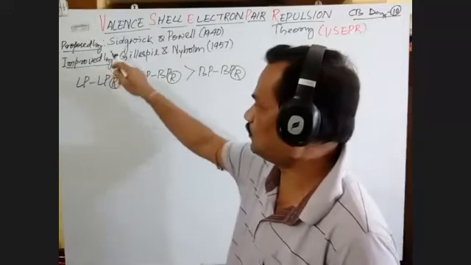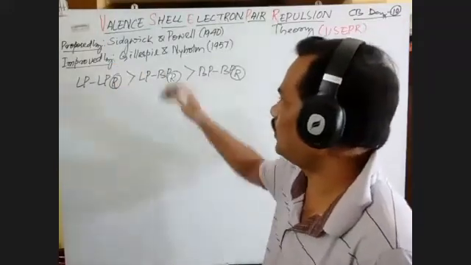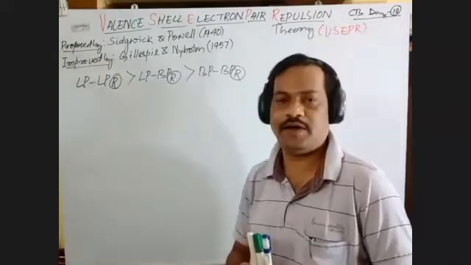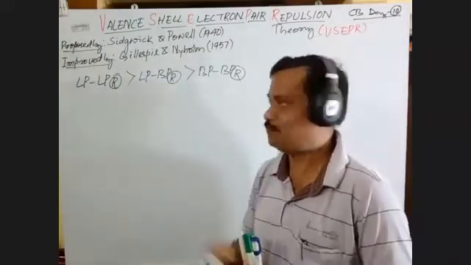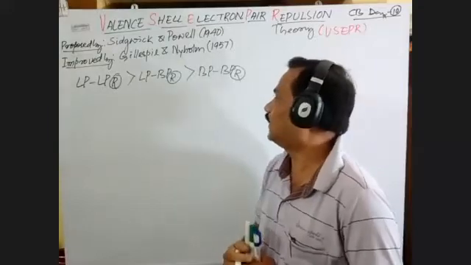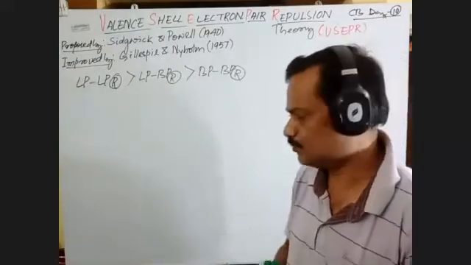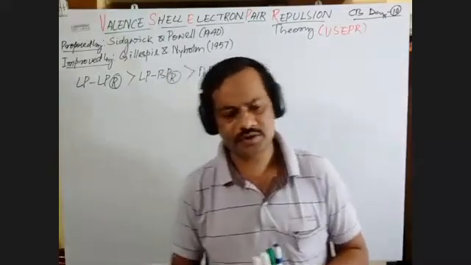We are going to discuss the valence shell electron pair repulsion theory, or VSEPR, which was proposed by Sidgwick and Powell in 1940 and improved by Gillespie and Nyholm in 1957 because of some shortcomings. What is the concept of that?